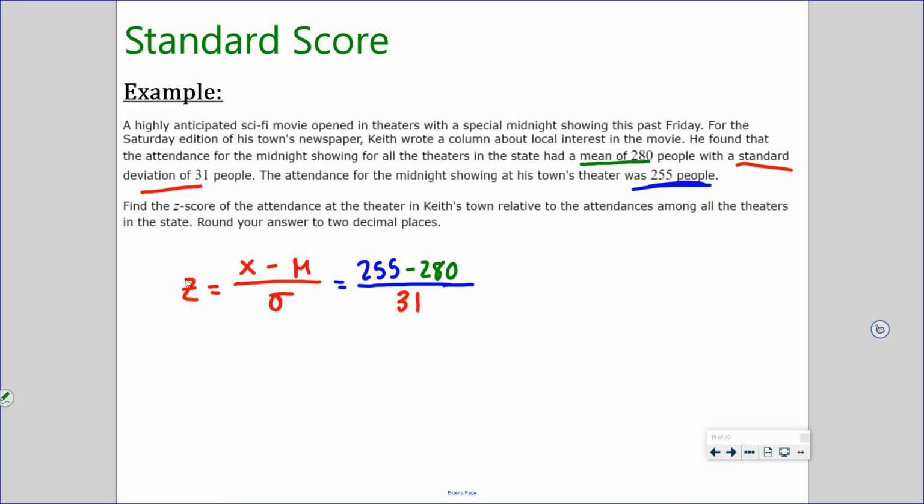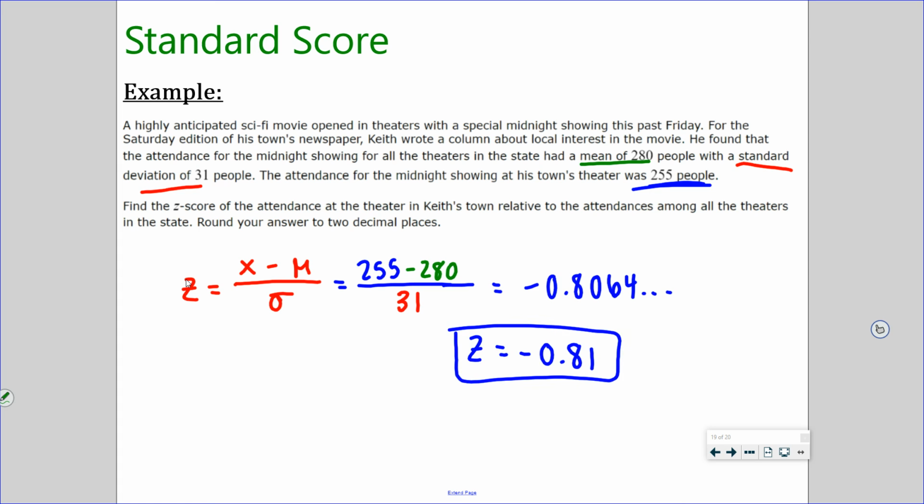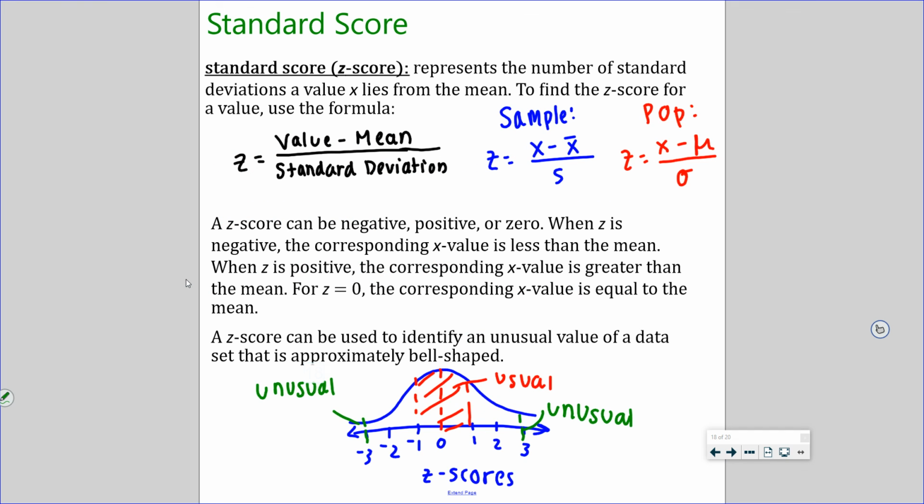Obviously in your calculator, 255 minus 280 divided by 31. Keep in mind, we can get negative z-scores, which we do. That just tells us that our data entry lies below the mean, which makes sense because 255 is less than the mean. So rounding this to 2 decimal places would be negative 0.81. That's the z-score. If this was a normal distribution, that tells me that it's relatively usual. It tells you how many standard deviations. If the standard deviation is 31, it doesn't lie a full standard deviation away from the mean.